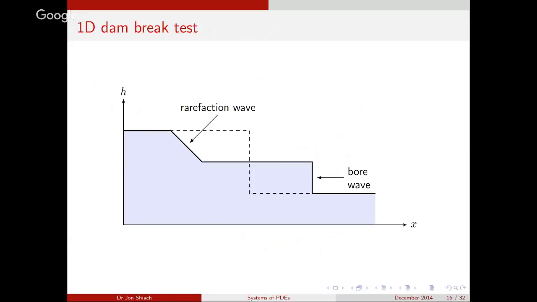So what we have is two waves. We have a bore wave, which travels from left to right. We also have what we call a rarefaction wave, which is also a depression wave, which will travel from right to left because that mass has disappeared off downstream. So that's what we would refer to as the one-dimensional dam break test.